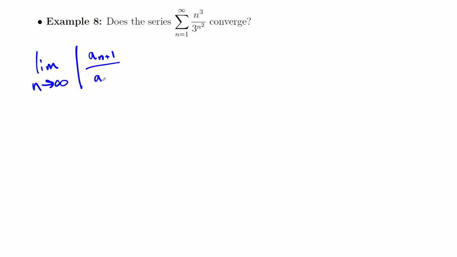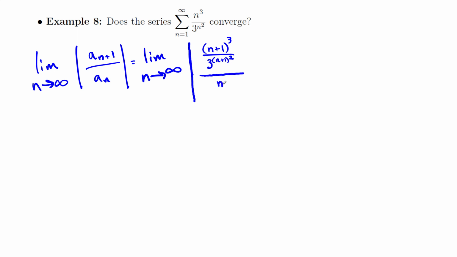So plugging in n plus 1, plugging in n, what does that look like? So we've got n plus 1 to the third divided by 3, and be careful here, n plus 1 squared, right? So I'm taking n plus 1 and squaring it in the exponent. And then down here, n to the third, and then 3n squared.